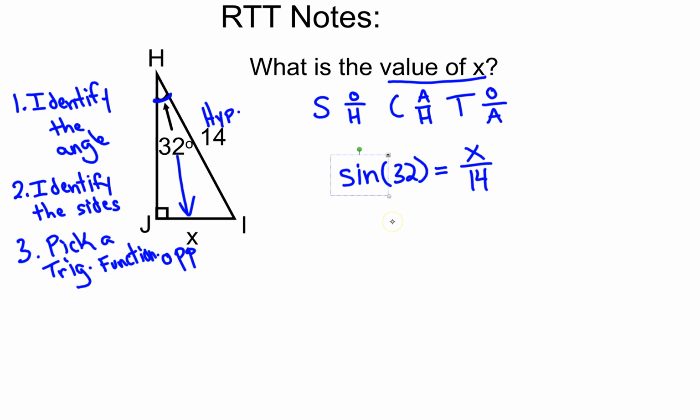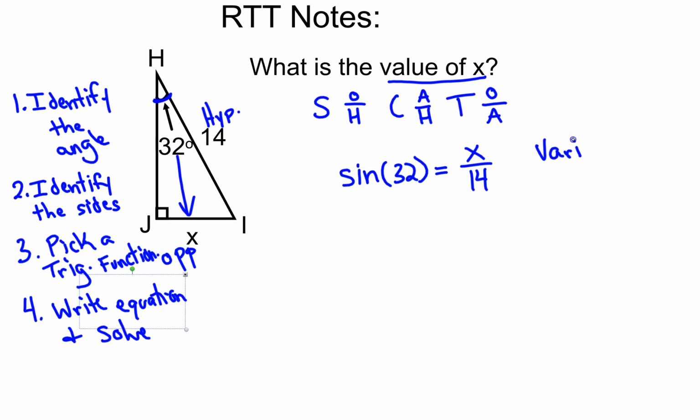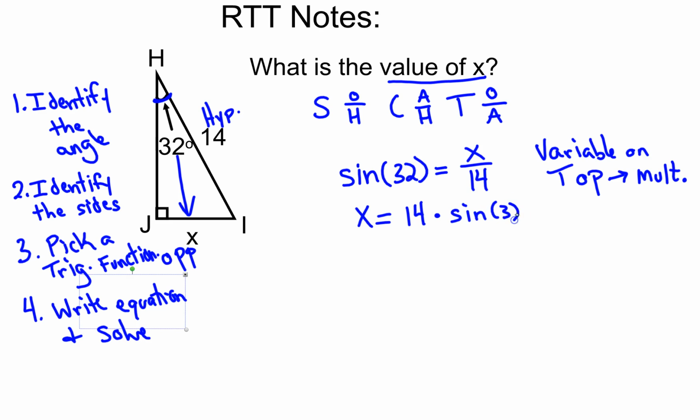So now we've done step 3, and we actually just did step 4, write your equation and solve. So the solving step, all we have to do is, if you remember that the variable's on top, and that's where the variable is in this problem, then all we have to do is multiply. Variable's on top, multiply. So that's what we're going to do. We're going to say x is equal to 14 times the sine of 32.